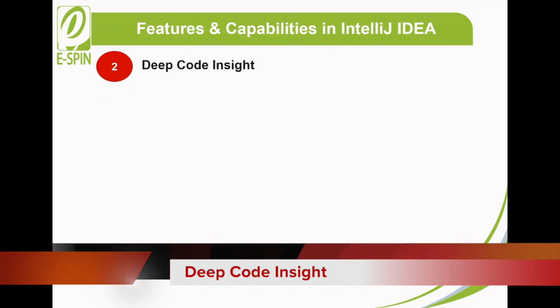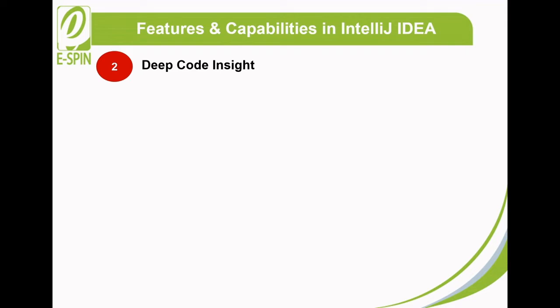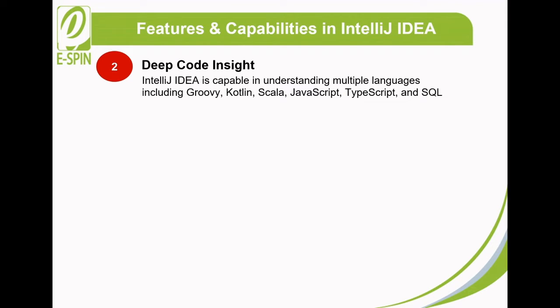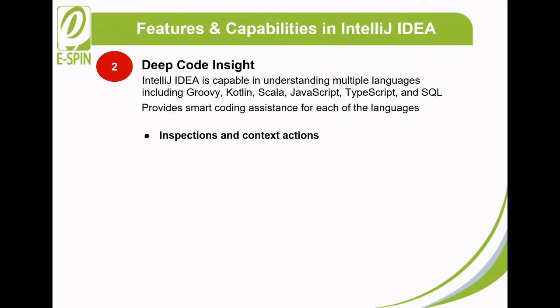2. Deep Code Insight. IntelliJ was originally designed for Java development. However, it is capable of understanding multiple languages including Groovy, Kotlin, Scala, JavaScript, TypeScript, and SQL. Not only that, it also provides smart coding assistance for each of the languages we mentioned.